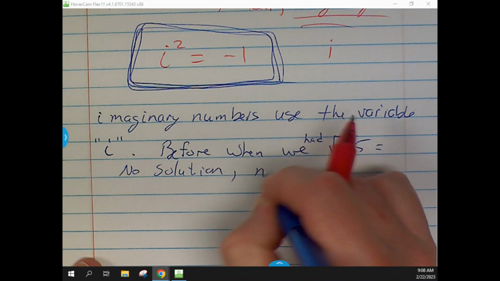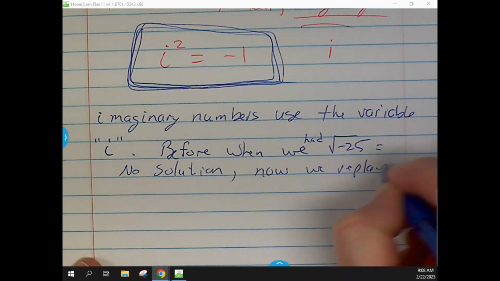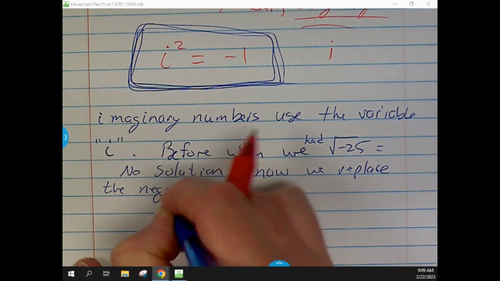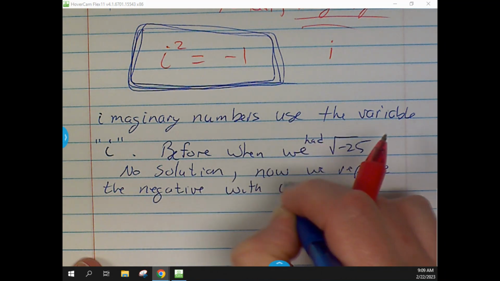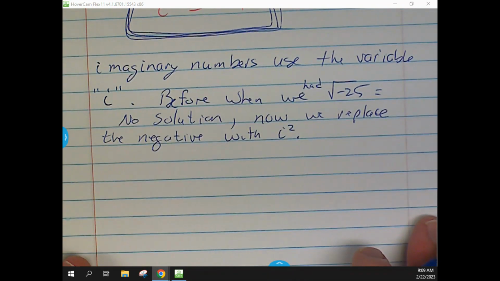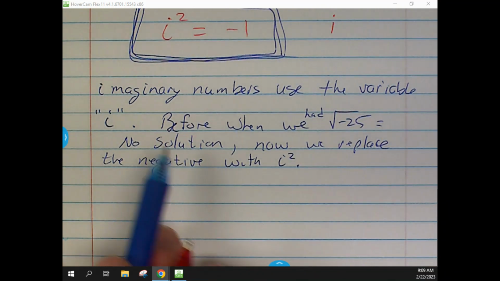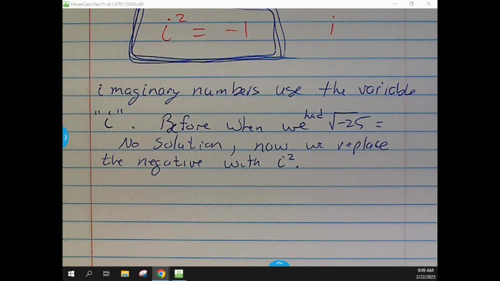Here's what we're going to do, basically, what it comes down to. Now we replace the negative 1 with i squared. And that's for any time we're doing anything with the square root as you're going through these. Back up here, you may have asked about how I said that i squared equals negative 1. Here's the way they do that one so that you can see what we're doing.